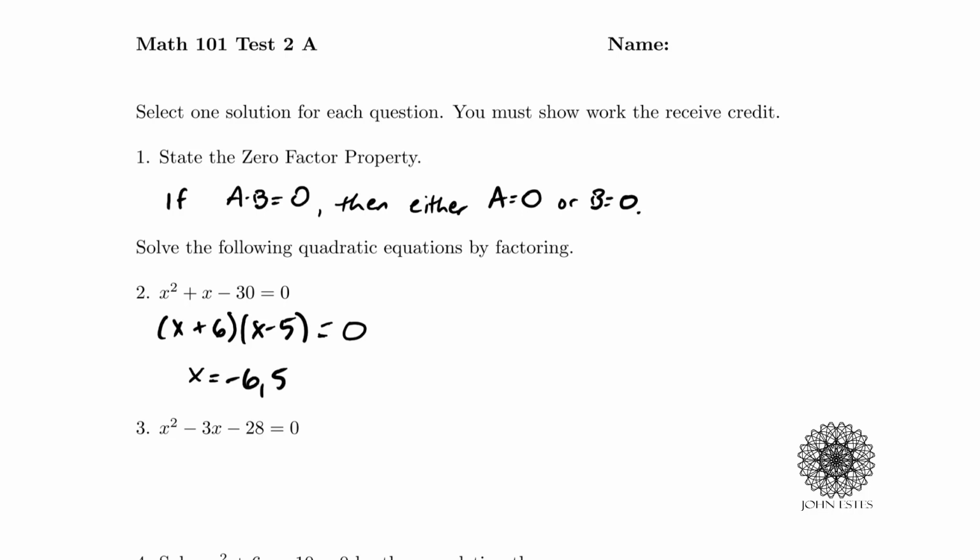I'm trying to think of two things that multiply to give me negative 28, add to give me negative 3. I think negative 7 and 4 will do it. And so I get x is 7 and negative 4.